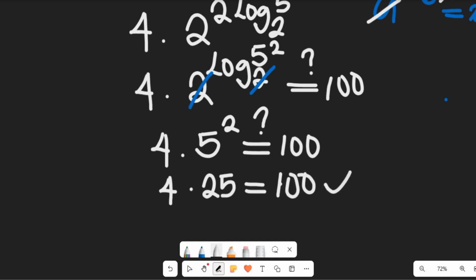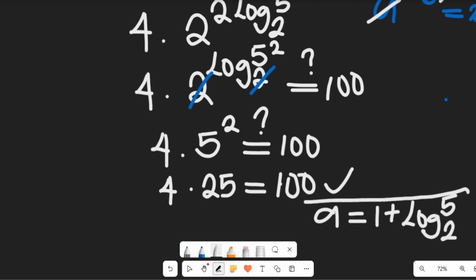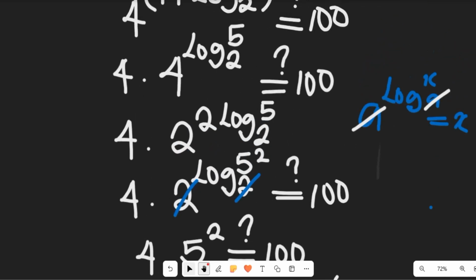So that tells us that the value of a equal to 1 plus log of 5 base 2 is the right solution to that maths expression, 4 to the power of a equal to 100 given to us up there.